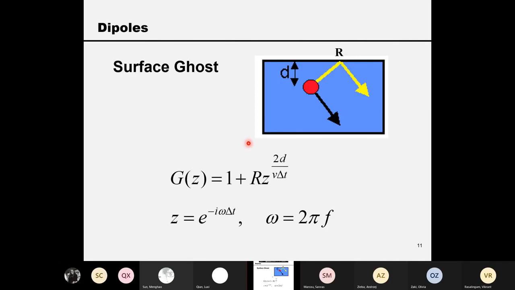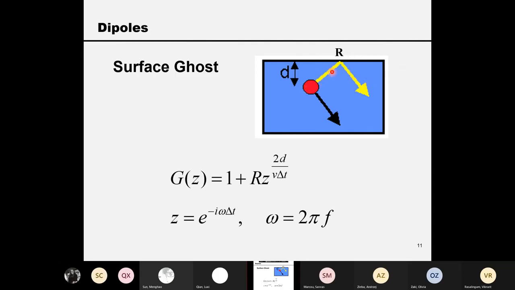Let's see the example we discussed in the first session. Surface ghost, either on the source side or receiver side. You have either a source or receiver, air gun or hydrophone, at this point, right? You have a wave propagating down, but you also have another one going to the surface and coming back. Well, that's actually a 1D model, right? But just for visualization, we draw it like a 2D, okay? But here we only consider 1D.